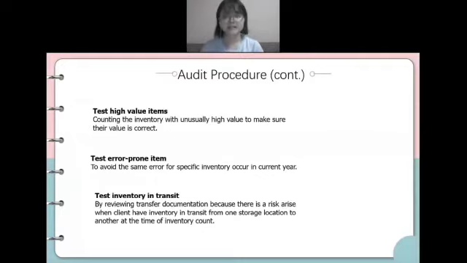Test inventory in transit. Inventory in transit is the inventory out of the warehouse but that hasn't reached the hand of the buyer. If we are doing the stock count and there's any inventory in transit, this will cause a high risk to the company.